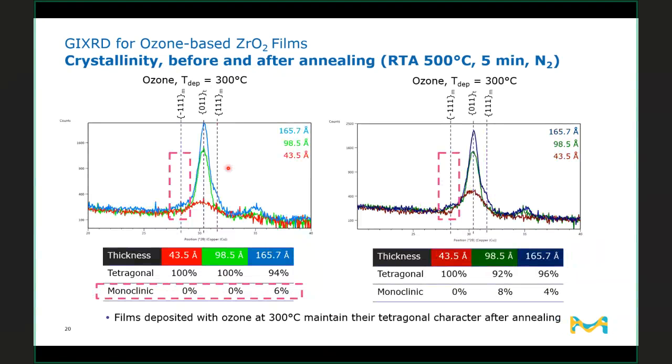Just to show that if you anneal this film, so in this case, we're looking at the ozone deposited film at 300 before and after annealing.